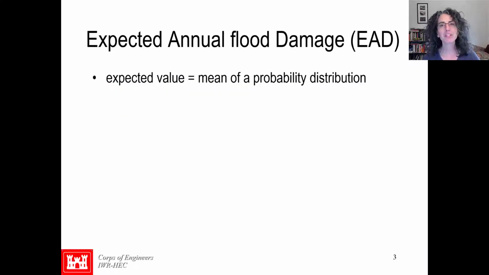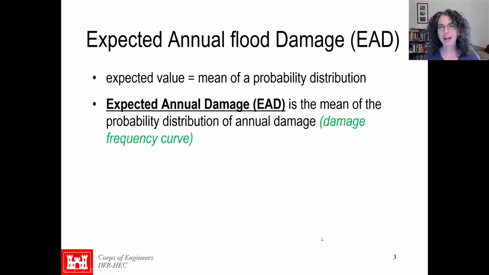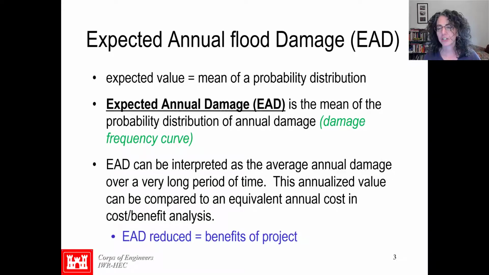So in the previous lecture, the probability and statistics review, we saw that the expected value is just the mean of a probability distribution. So the expected annual damage is just the mean of the probability distribution of annual damage, otherwise known as the damage frequency curve. So to consider EAD, to understand it well, I find that it's interesting to interpret EAD as the average damage over a long period of time.